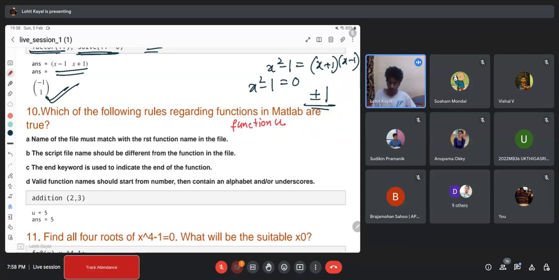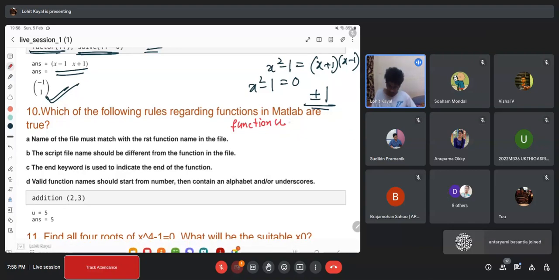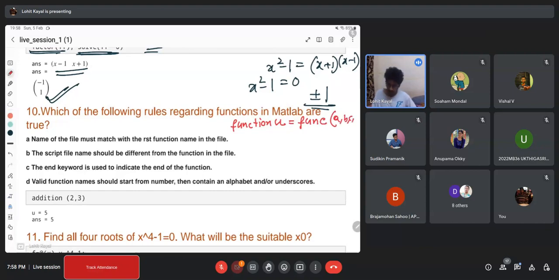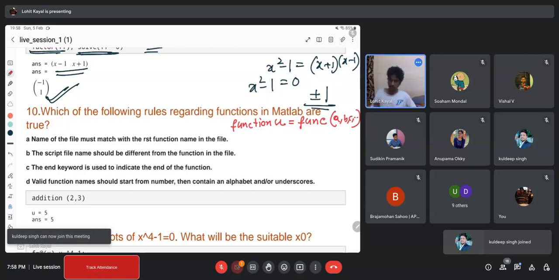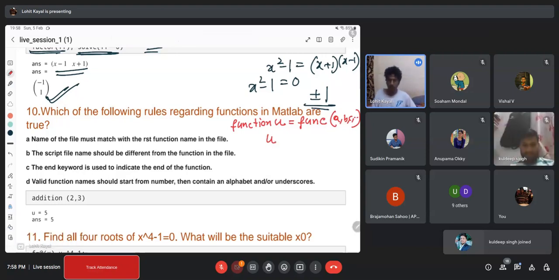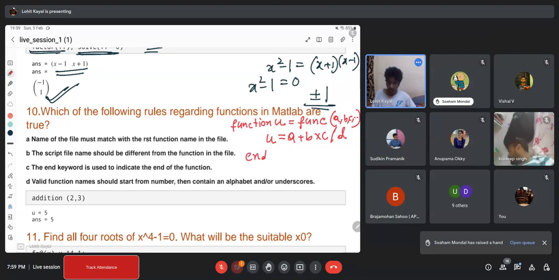Function u equal to some func, and mention the variable. Suppose a, b, c, dot dot dot, as many variables as you want, and you want to get a result for u. Then mention u equal to, suppose, a plus b times c divided by d, something like some function, and then end.